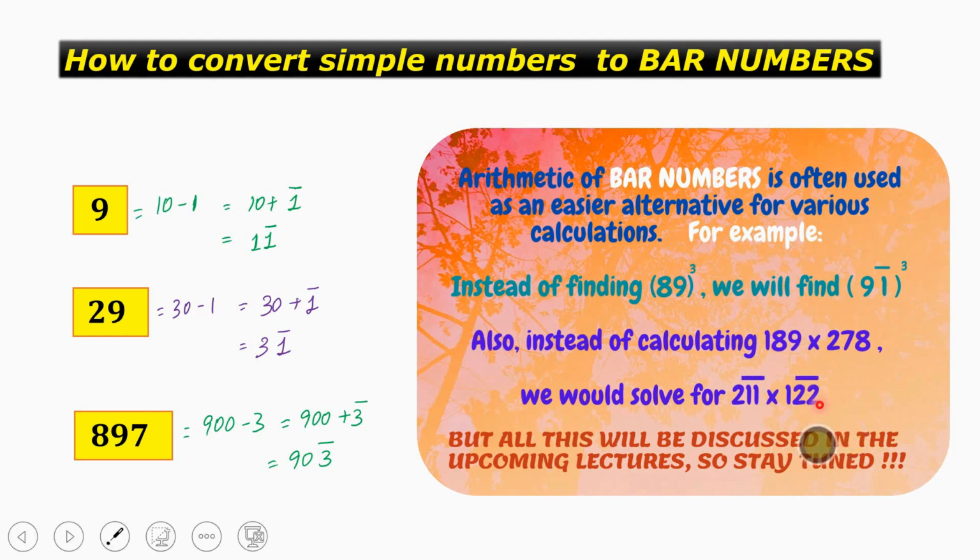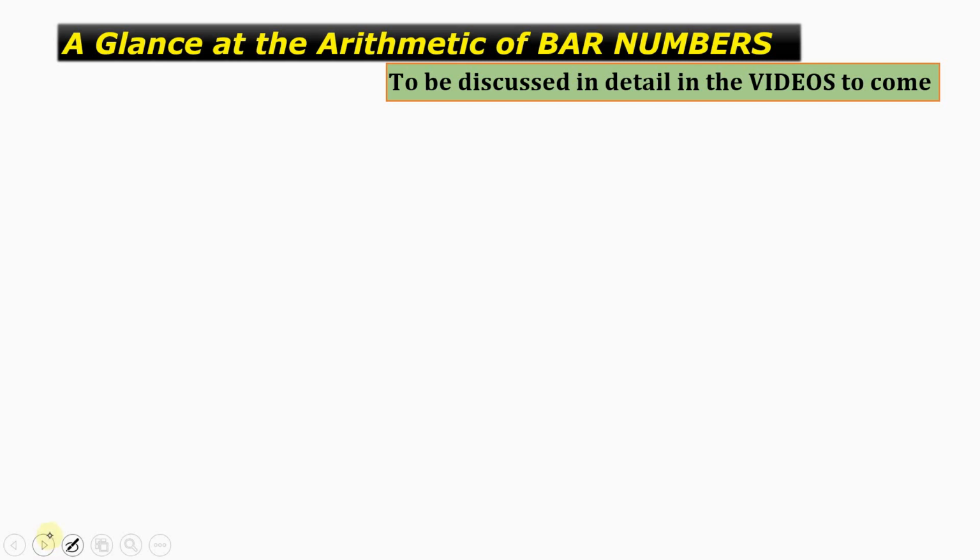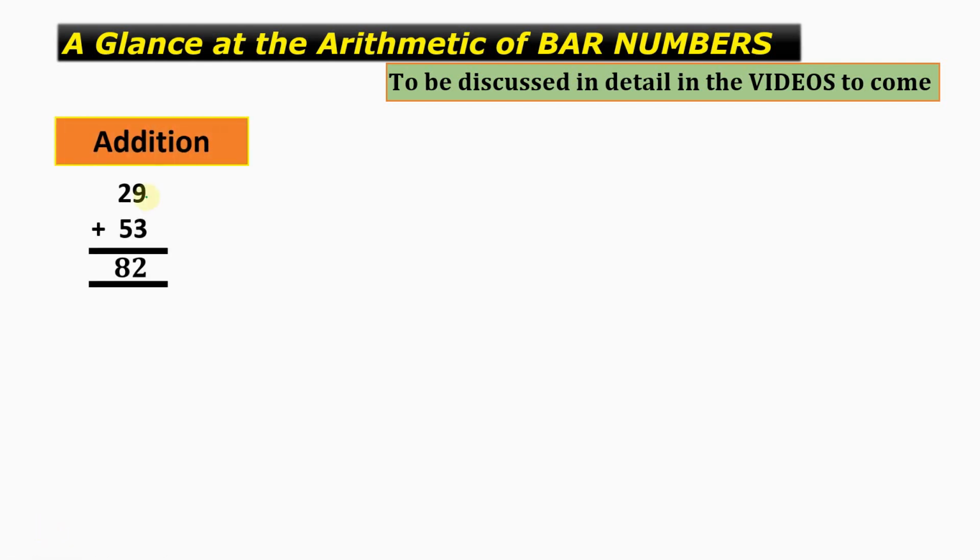Alright, let's move on. Now we will have a glance at the arithmetic of bar numbers. Okay, so let's see how to solve using bar numbers. Now we have an example in which we are doing an addition using simple numbers. So rather than writing 29, we can write it as 3 1 bar and add 53 to it. Okay, so 3 plus 1 bar is another way of saying 3 minus 1. So this will give us a 2. 3 plus 5 will give us an 8. So the answer should be 82.